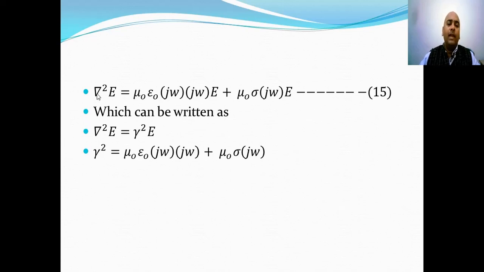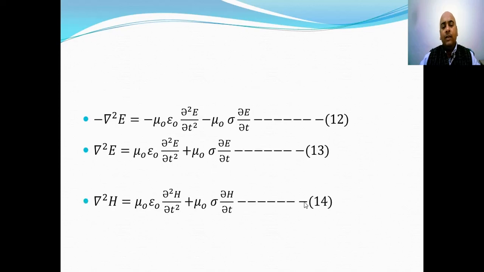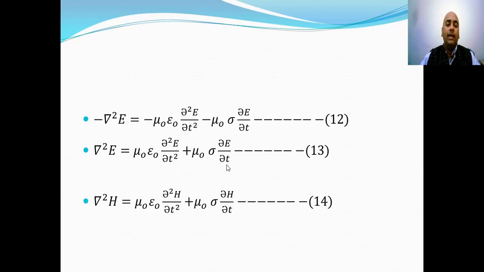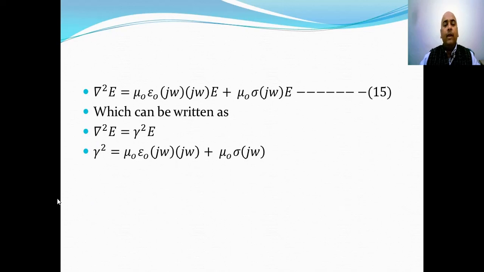Similarly, if the electric field or magnetic field is varying harmonically, then equation 13 can be rewritten by replacing ∂E/∂t by jω times E and ∂²E/∂t² by jω times jω times E. So ultimately we obtain that del square E is equal to μ₀ε₀ jω E plus μ₀σ jω E, which can be written as del square E is equal to γ² E, where γ² is μ₀ε₀ jω plus μ₀σ into jω.